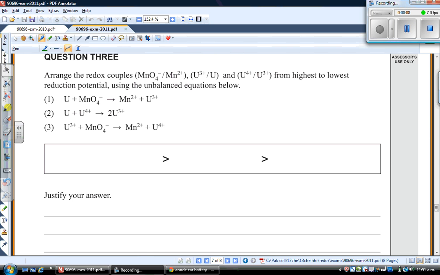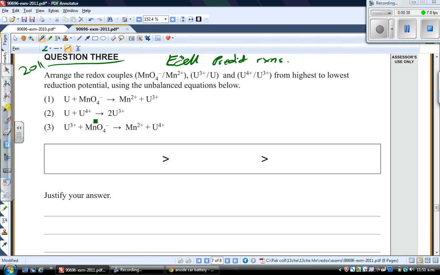So at the start of week 4, I was teaching you guys how to use E cell, E0 cell, to predict reactions. Now, in this particular type of question, which is question 3, 2011, you're not given E cell values, but you have to arrange these redox couples from highest to lowest reduction potential using the unbalanced equations.